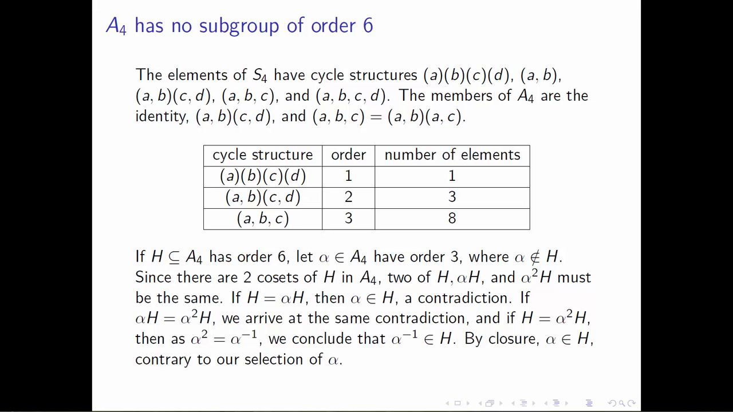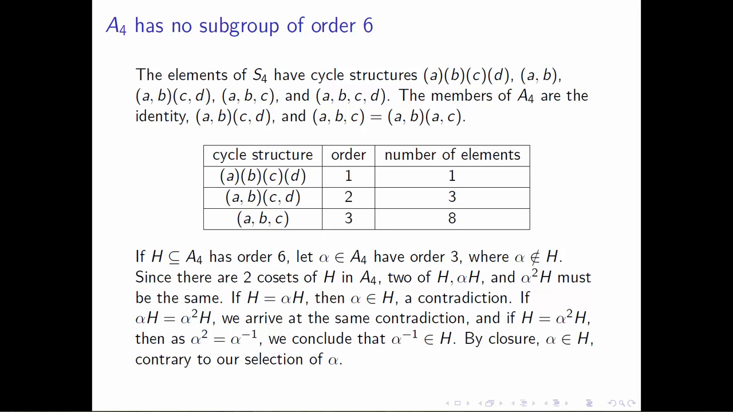Now, using that formula that we had before, the order of the group is equal to the order of the subgroup times the index of the subgroup. If we're supposing that H has order 6 and A4 has order 12, then it must be the case that the index of H inside of A4, which is the number of cosets, is 2 by a simple division. So there are 2 cosets of this subgroup H inside of A4.